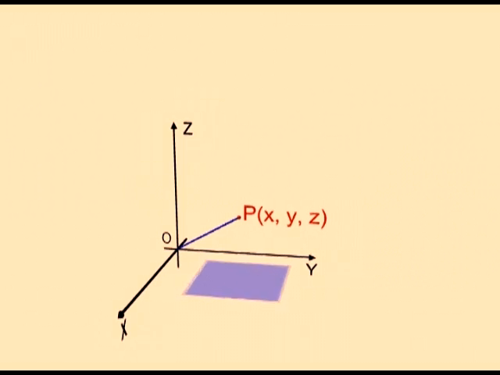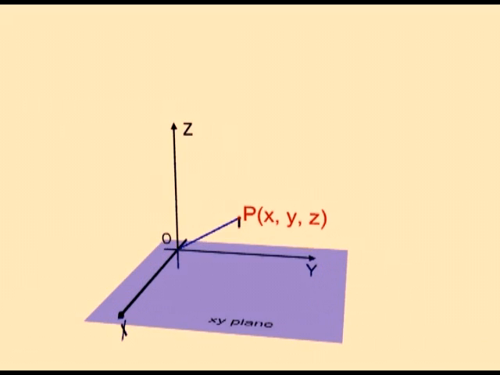From point P, draw a line perpendicular to the xy plane. It intersects the xy plane at point A. Join the points O and A. From point A, draw a line perpendicular to the x-axis. It meets the x-axis at point B. The segment OB is equal to the x-coordinate of point P.